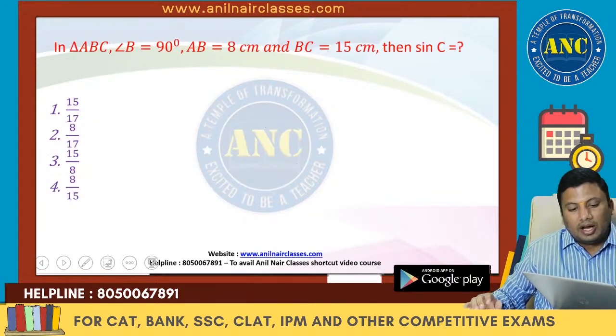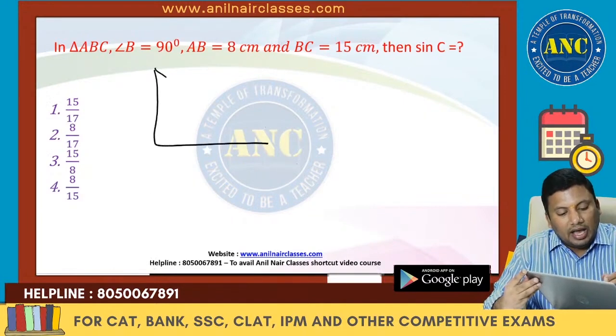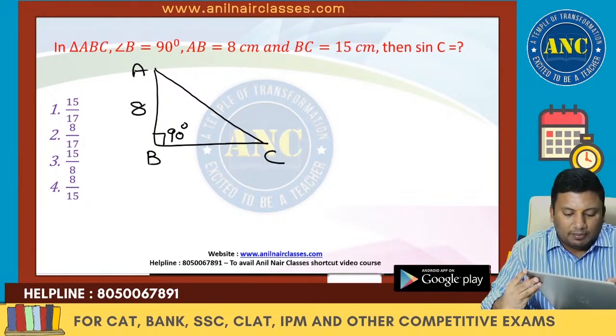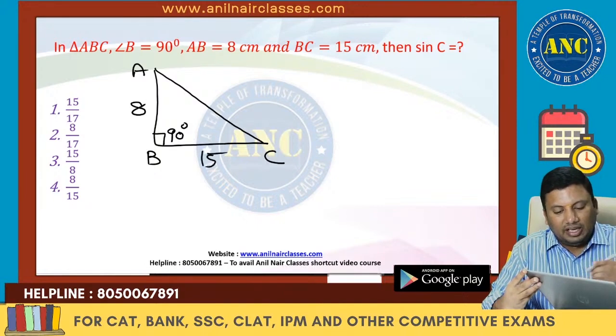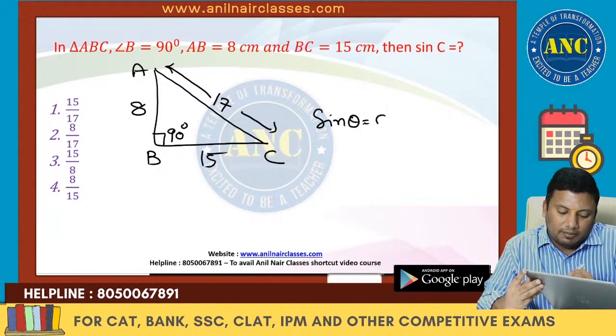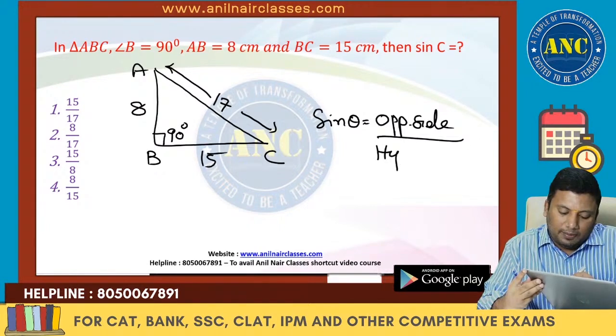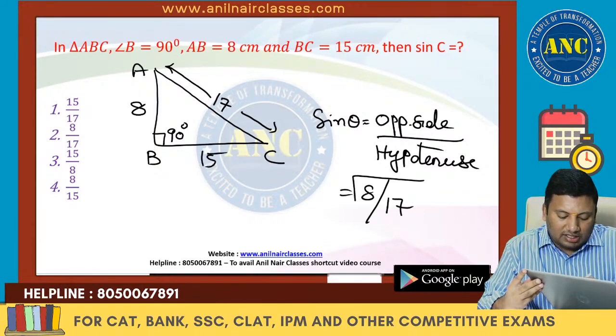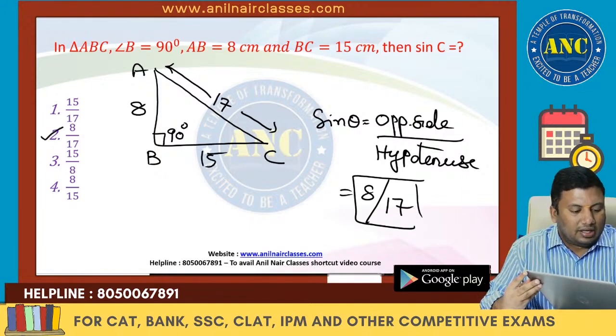Next one. In a triangle ABC, angle B is 90 degrees. Here AB is 8, BC is 15, and AC is 17 according to the Pythagorean triplet. Sin theta is opposite side by hypotenuse, which is 8 by 17.